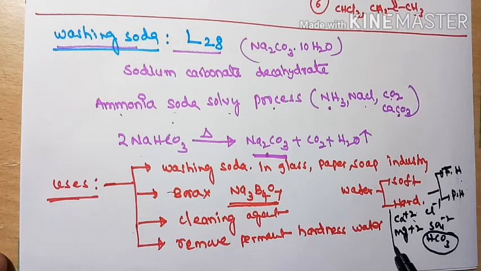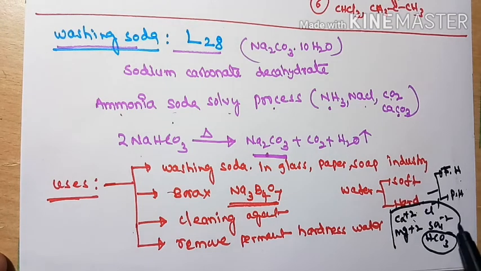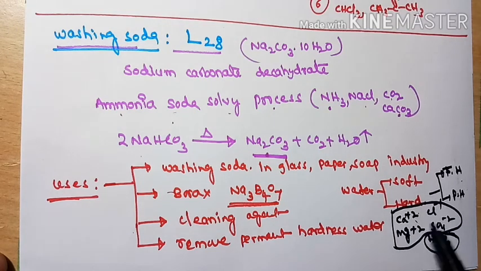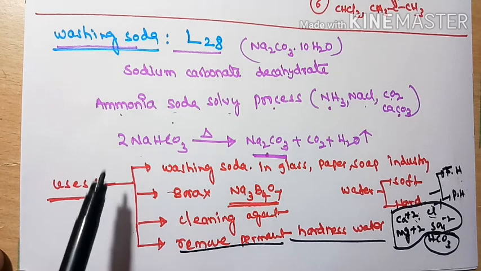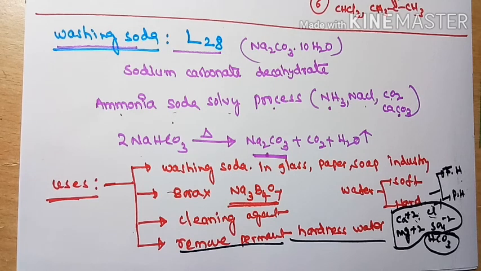Permanent hardness is caused by calcium and magnesium sulfates and chlorides. It is not removed by just heating. There are different processes to remove it: the ion exchange method, Calgon method, and the addition of alum methods. That is why it is a somewhat critical method. So to remove the permanent hardness of water, this sodium carbonate is used.